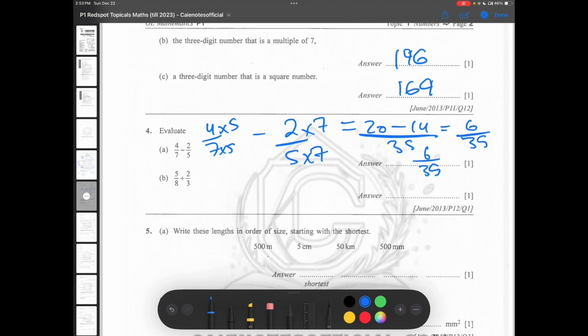The next part is 5 upon 8 divided by 2 upon 3. Whenever you have to divide fractions, the rule is that you change the division sign into multiplication and you take the reciprocal of the fraction after the division sign. For those who don't know what reciprocal is, it means just flip the denominator and numerator. So the 2 will become 3 and 3 will become 2. Now 5 into 3 is 15 and 8 into 2 is 16. 15 upon 16 is our answer.